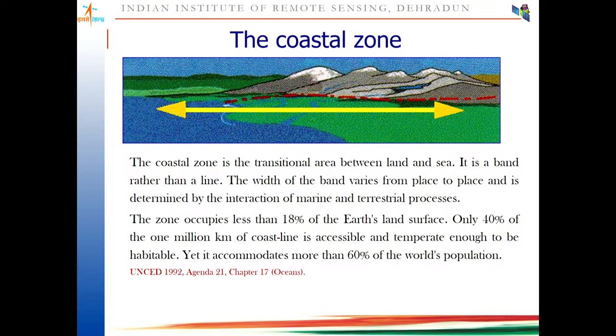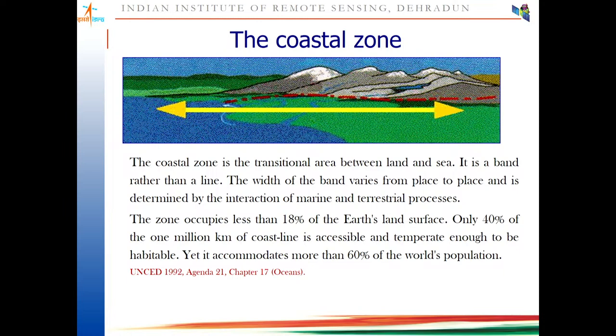This zone is occupying less than 18% of the Earth's land surface. That means the area is not very huge. Only 40% of the 1 million kilometer coastline is accessible. That means in the world, the total length of the coastline is around 1 million kilometers. Out of this, only 40% is accessible and temperate enough to be habitable.